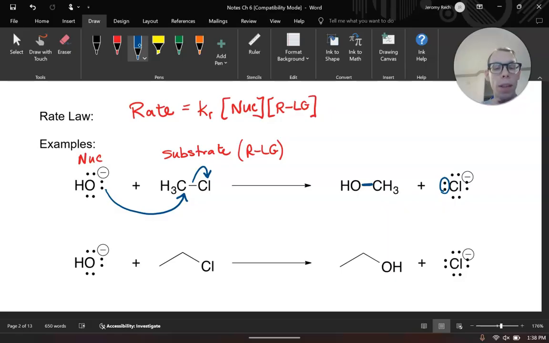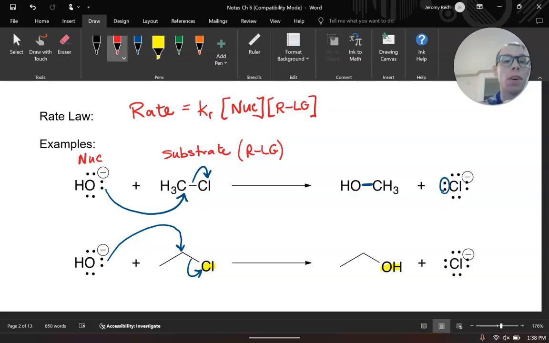Similarly, if we wanted to look at one that was drawn out a little bit more in skeletal form, I'd again have the lone pair of my nucleophile attack the carbon that's connected to my leaving group, and then the electrons go to my leaving group. And you'll see that we're just doing a substitution. We originally had an ethyl chloride, and now we have an ethyl alcohol. All we did is simply switch the chlorine and the alcohol.